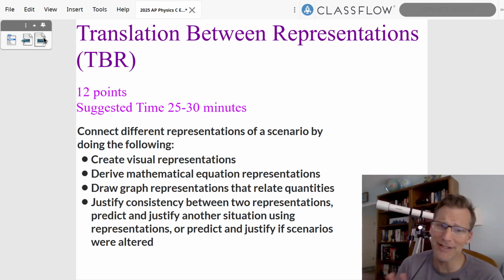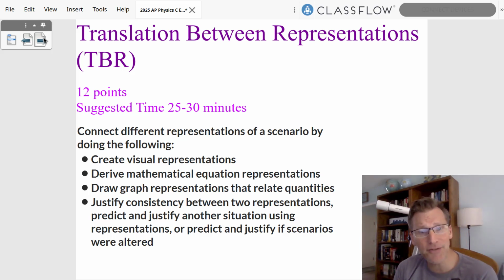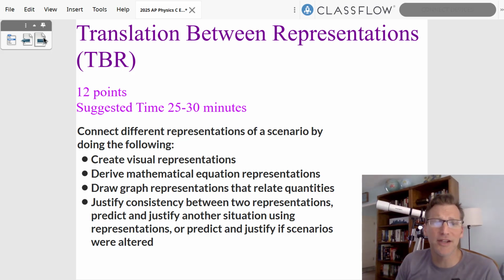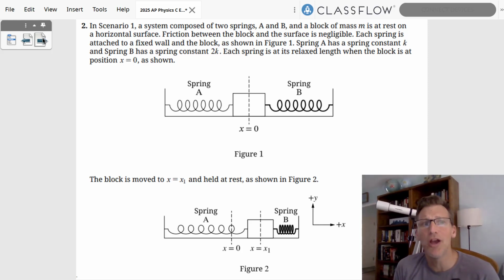And so they're going to ask you to do a few different things on these TBR problems. We're going to connect different representations of a scenario by doing the following: creating visual representations, deriving mathematical equations, drawing graphs of those related quantities, and one of three things: justifying consistency between two representations, predicting and justifying another situation, or predicting and justifying if scenarios were altered. Those are the TBR problems. So let's get to problem number 2.